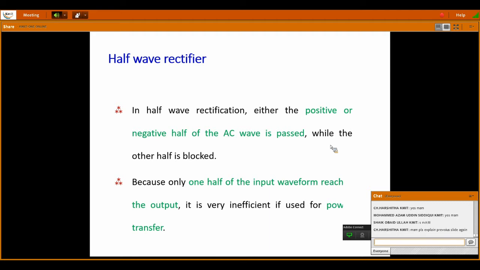See, in half wave rectification, either the positive or negative half cycle of the AC wave is passed while the other half is blocked. Because, okay, you want me to explain the previous slide?